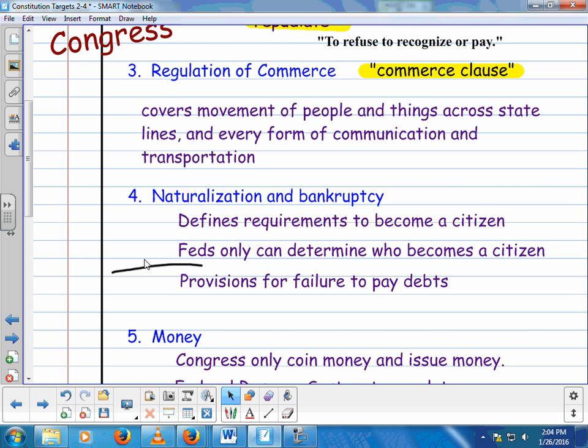In addition, and I put a line here for you to understand, the provisions for failure to pay debt relate to bankruptcy. And what Congress does is establish those guidelines that are expected should you have to file for bankruptcy. How are you going to pay back your debts? Are you going to be able to? In bankruptcy, there's all different forms. There's Chapter 11, there's Chapter 13, and there's probably others that I'm not even aware of. But all of those provisions for dealing with your debt are handled by Congress.